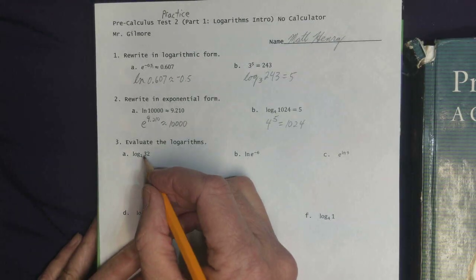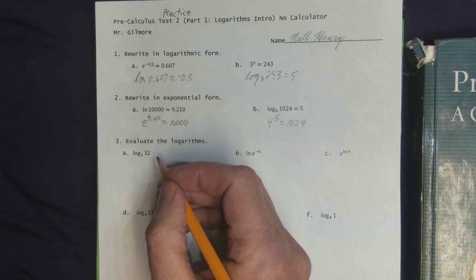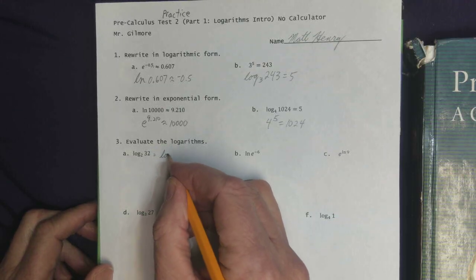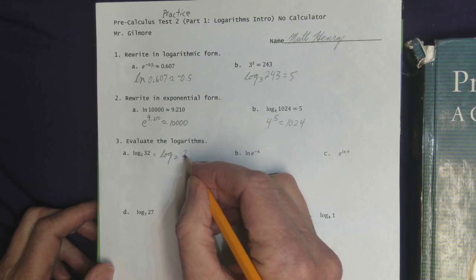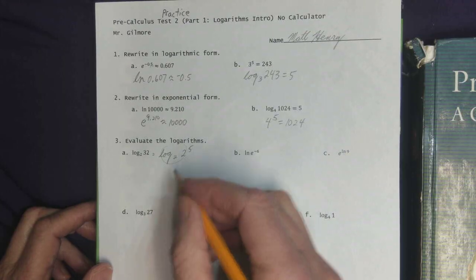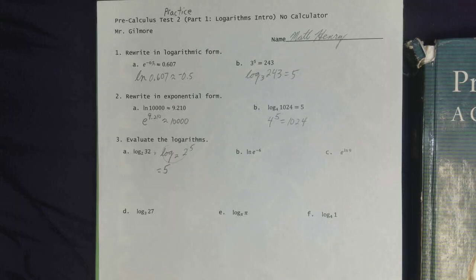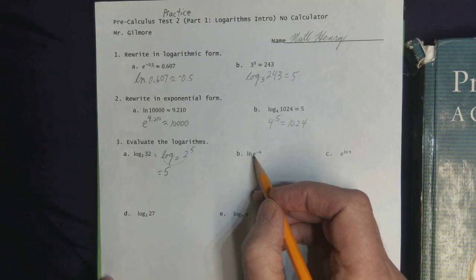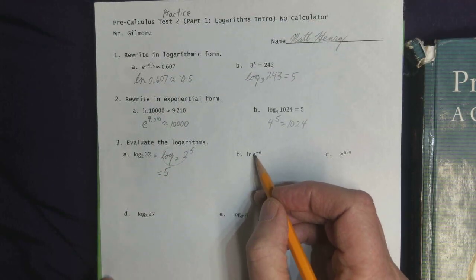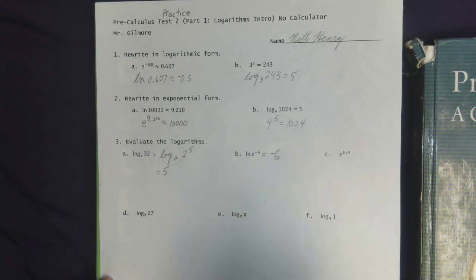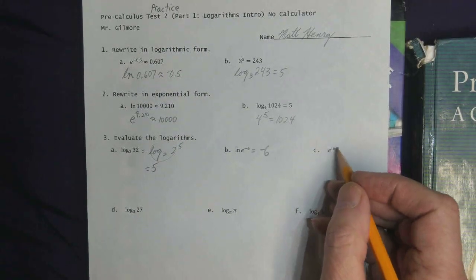Number 3, we need to evaluate these. Now, if you do the math, 2 times 2 is 4, times 2 is 8, times 2 is 16, times 2 is 32. So this is log base 2 of 2 to the 5th power. That cancels. We are left with just the 5. This is log base e of e to the negative 6th power. That's equal to negative 6.